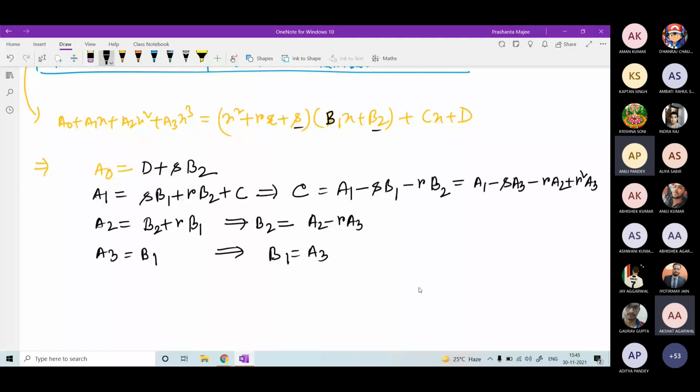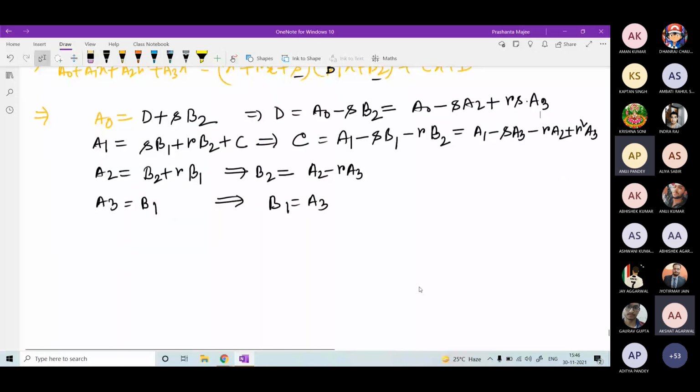And tell me what is D. D equals A0 minus S B2. So put the value of B2: A0 minus S into A2 plus R S into A3. Is it clear? So we only need the value of C and D.